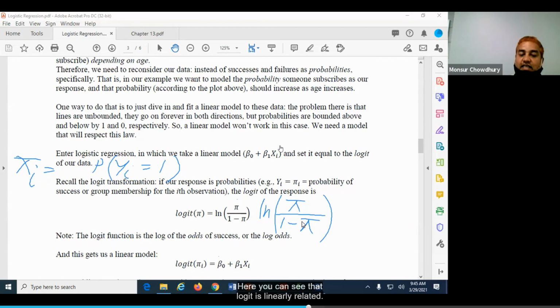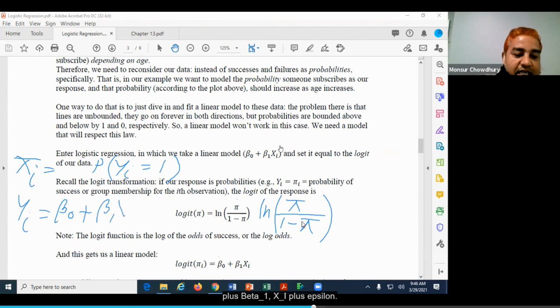So here you can see that the logit is linearly related. The logit is equal to beta 0 plus beta 1 xi. Here we have only one predictor, so we are considering beta 0 plus beta 1. If you remember, in our usual case we always say yi equals beta 0 plus beta 1 xi plus epsilon. This is the linear models case. But now we cannot fit this model.